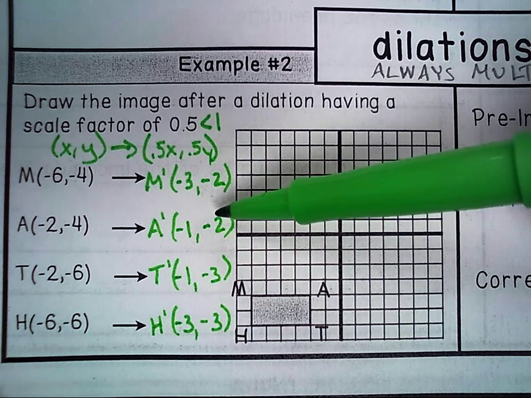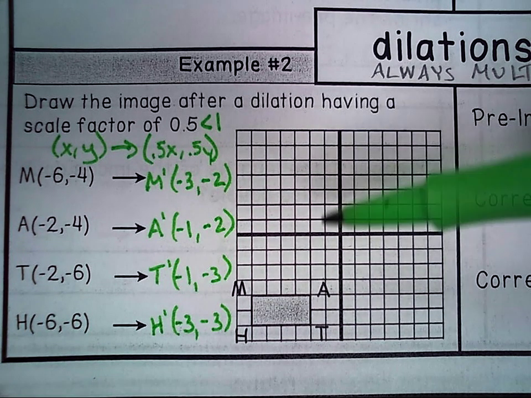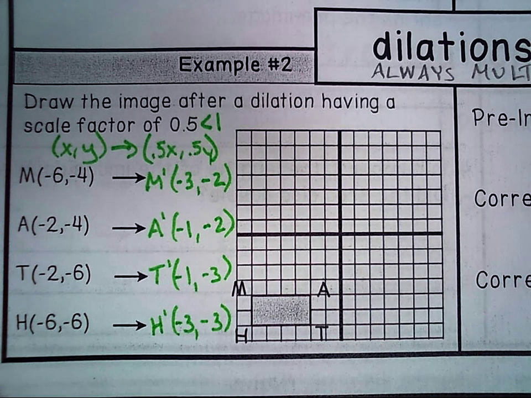A lot of times they're not going to give you a graph, but if you do have a graph, I highly suggest that you plot these points to make sure that it is the same shape but a different size. But I'll leave that up to you. I'll go ahead and do it for you just so you see how it works. So we said this was going to get smaller, because the number 0.5 is less than 1.